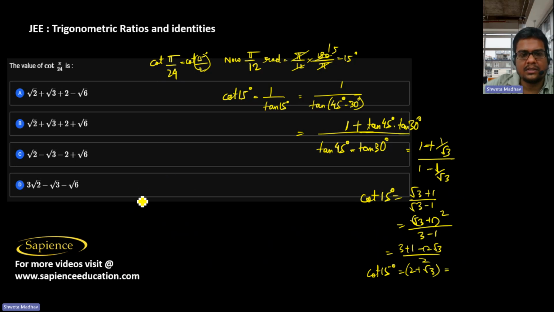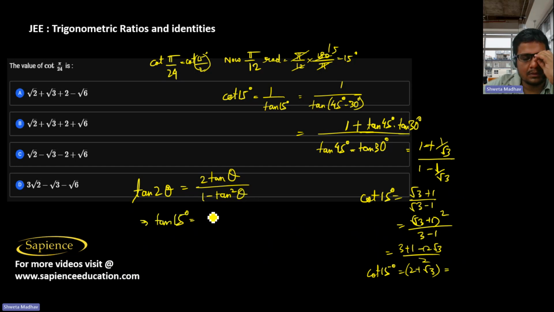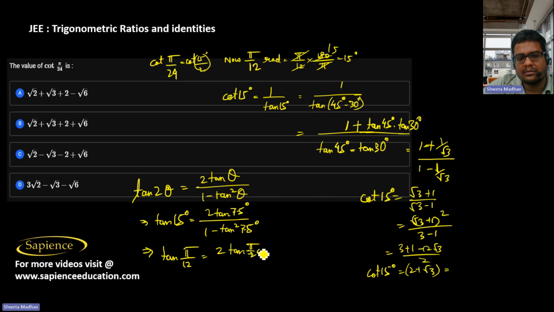Now, you know that tan 2 theta is equal to 2 tan theta by 1 minus tan square theta. So therefore I can say tan 15 degrees is equal to 2 tan 7.5 degrees by 1 minus tan square 7.5 degrees. Tan 15 means tan pi by 12. Tan pi by 12 is 2 tan pi by 24 by 1 minus tan square pi by 24. So cot pi by 12 will be 1 by this.